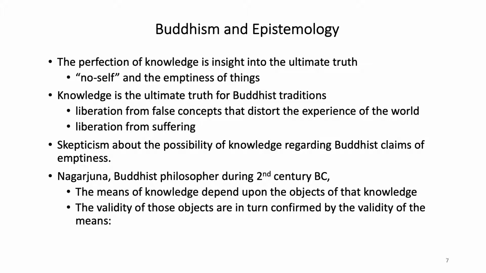However, skepticism about the possibility of knowledge lingers close to Buddhist claims of emptiness. Nagarjuna, a Buddhist philosopher of the 2nd century, argued that the means of knowledge depends on the object of that knowledge, while the validity of those objects is in turn confirmed by the validity of the means.